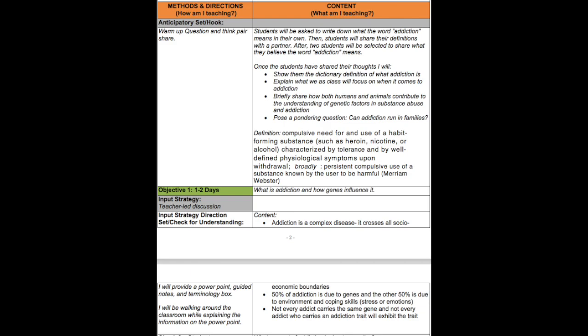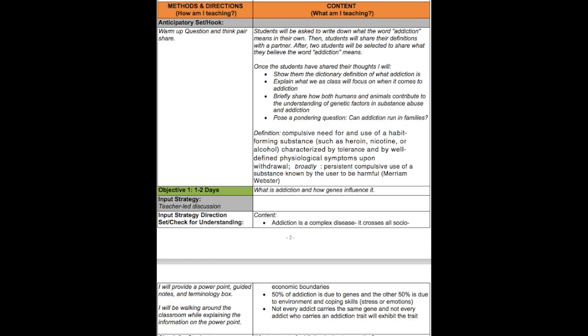So going on for my objectives, this is a part of day 1, part day 2, and I will focus on what is addiction and how genes influence it. My input strategy is going to be PowerPoint with guided notes. I am going to talk about addiction and how it is a complex disease. Then I'm going to talk about how 50% of addiction is due to genes and the other 50% is due to environment. So this will be on the slideshow.